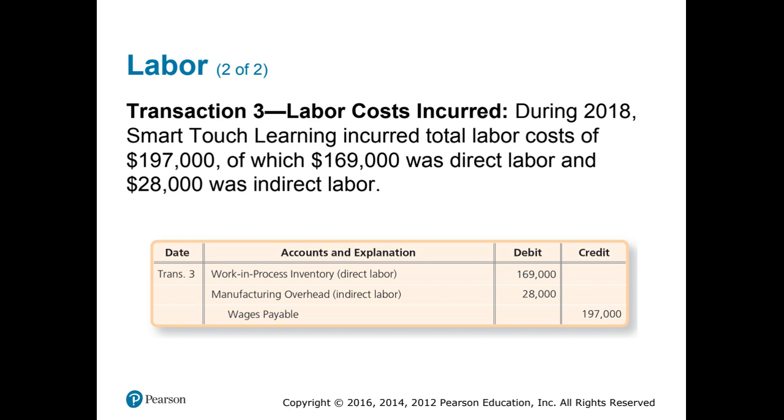In transaction 3, labor cost incurred during 2018, Smart Touch Learning incurred total labor cost of $197,000, of which $169,000 was direct labor and $28,000 was indirect. So we're going to debit work in process, the direct labor account, for the $169,000, which was direct. We're going to debit manufacturing overhead of $28,000, which was indirect, and we're going to credit wages payable of $197,000.